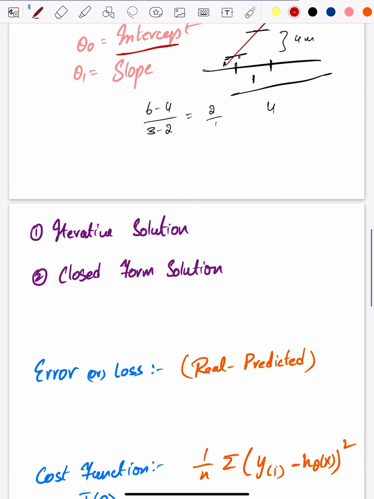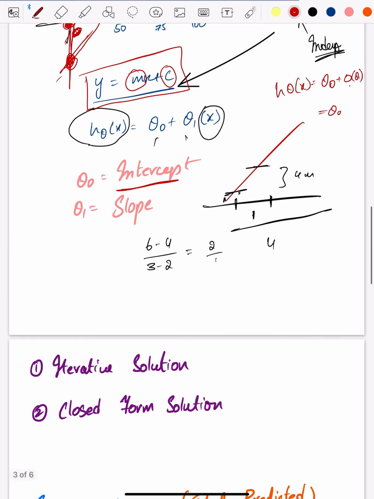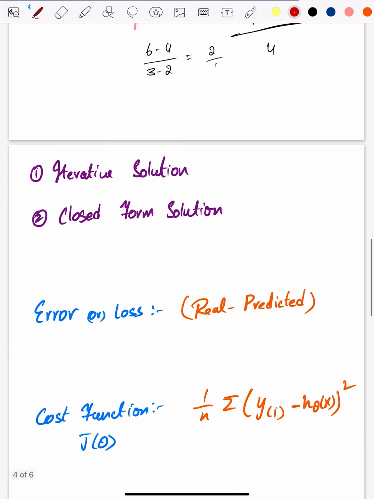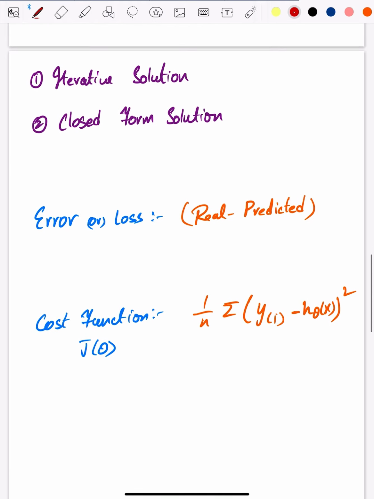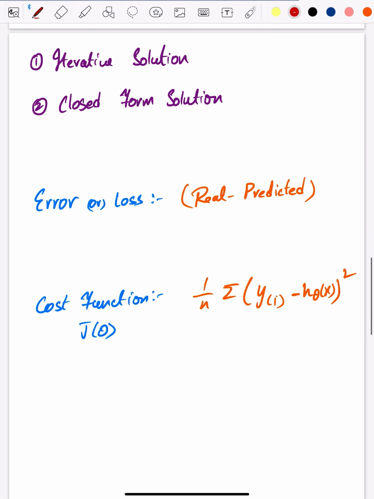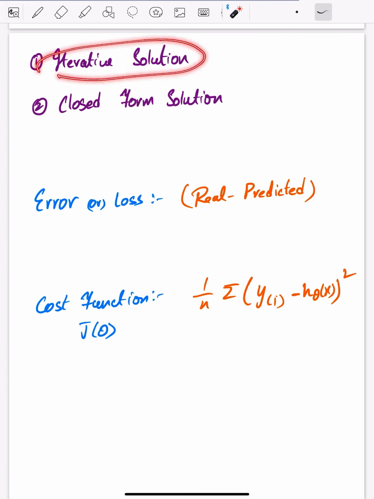You guys don't need to worry about slope and weight. In simple terms it's slope, but in most of machine learning it will be addressed as a weight because it is a parameter that we need to find out. So to find this weight, there are two ways to solve any machine learning model. One is iterative solution, and the other is closed form solution.